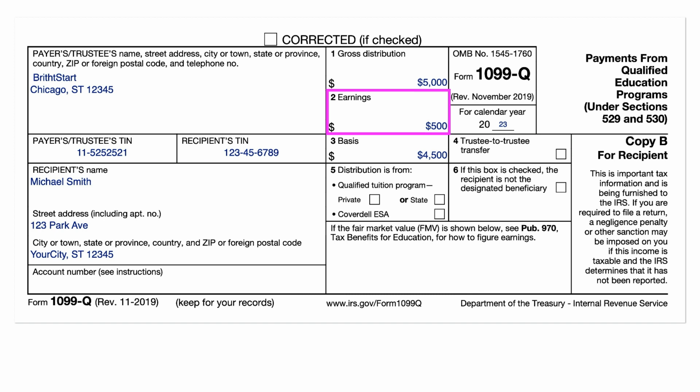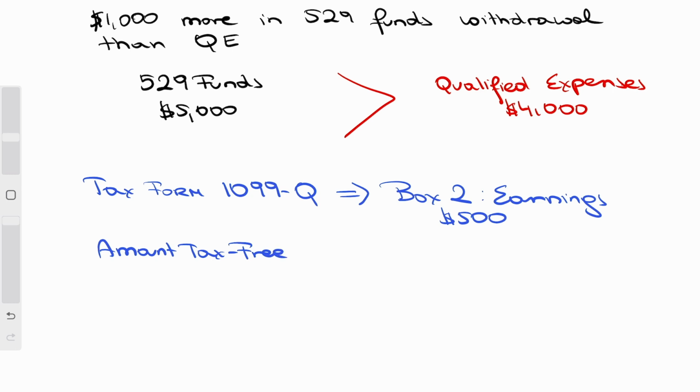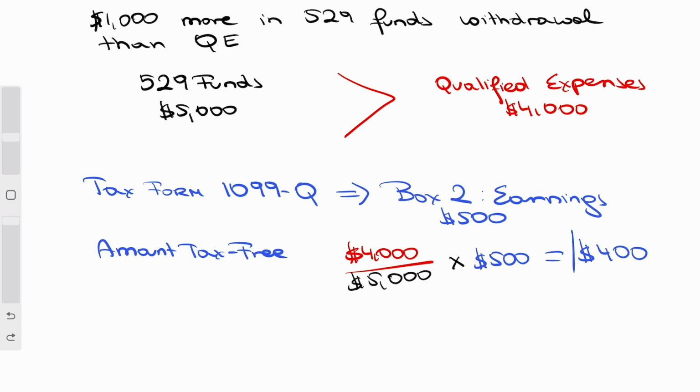In our case, from the $5,000 that we took out, $4,000 was used to cover qualified education expenses, but $1,000 was not. So to calculate the amount of earnings that is tax-free, you take the amount of qualified expenses and divide it by the gross distribution to find out the ratio, which was 80% in our example. Then you multiply it by total earnings to find out that $400 of that is tax-free.